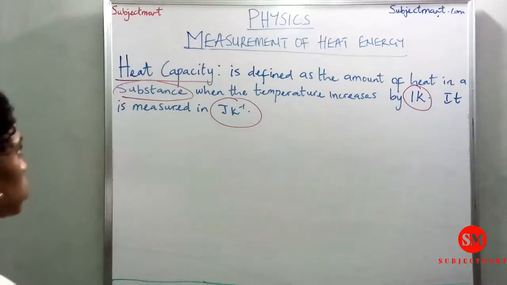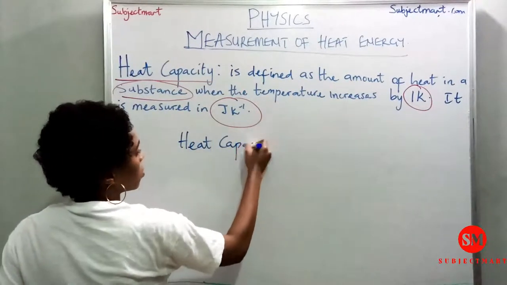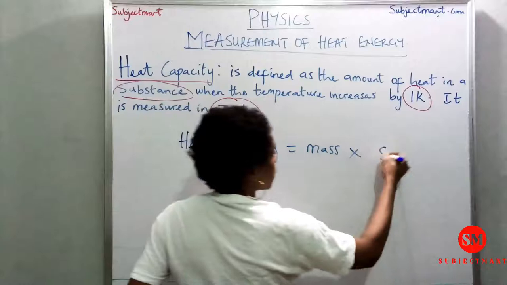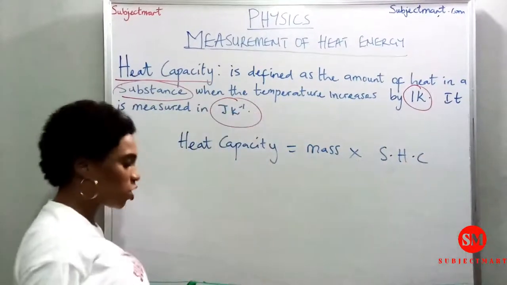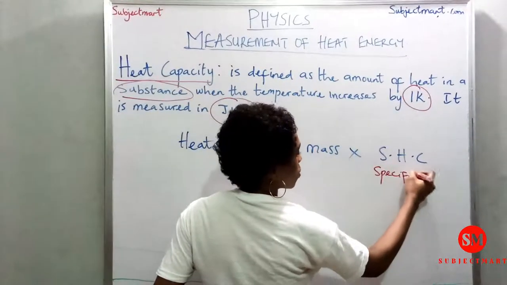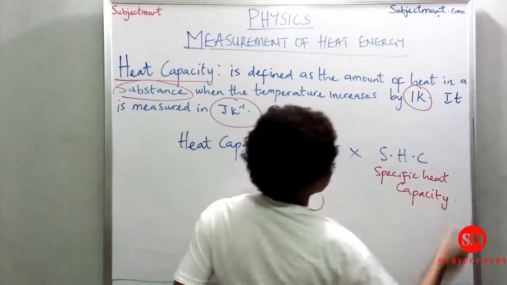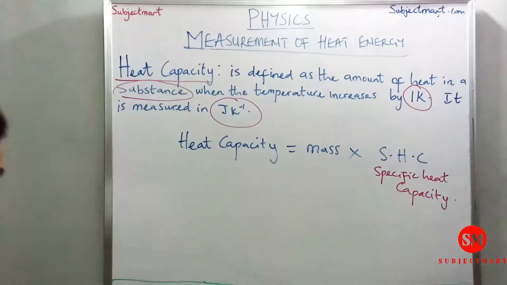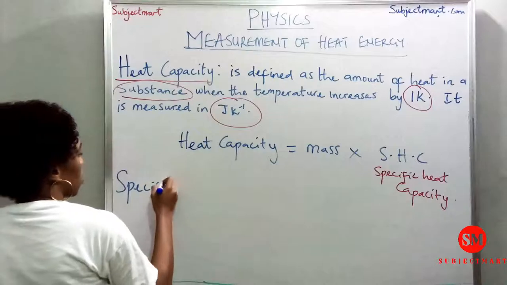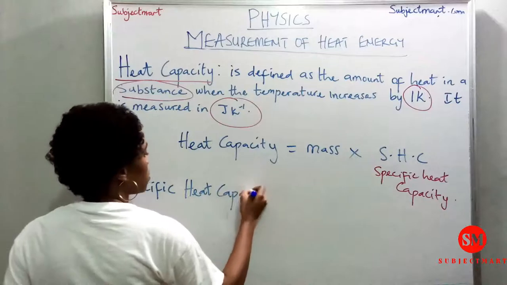Now, it is calculated as this. Heat capacity is calculated as mass times SHC. SHC means specific heat capacity. What does that even mean? Specific heat capacity.